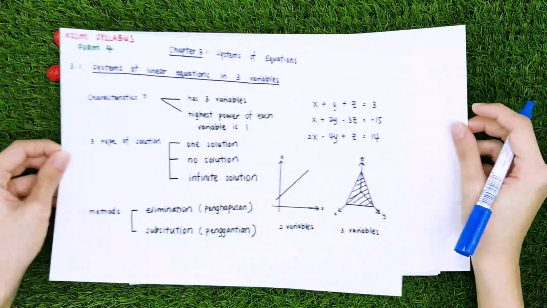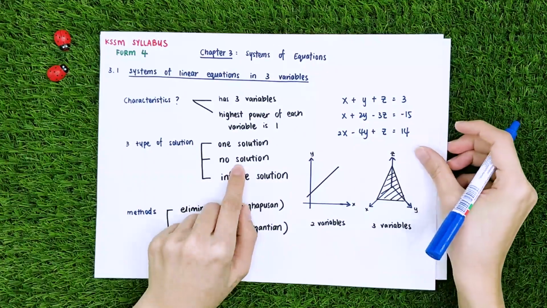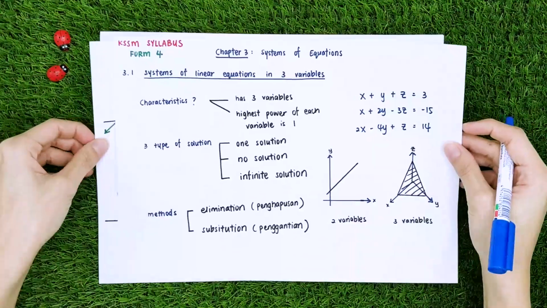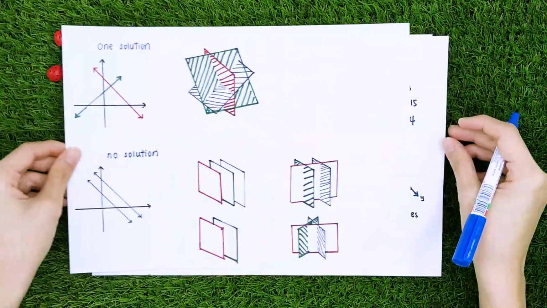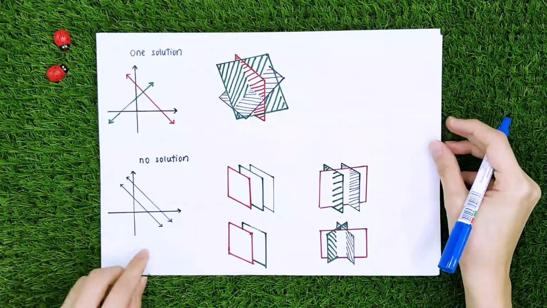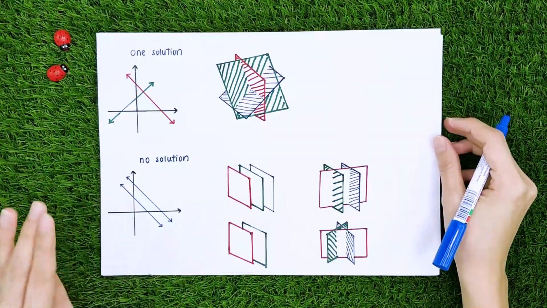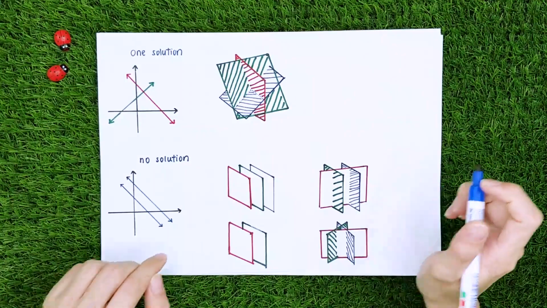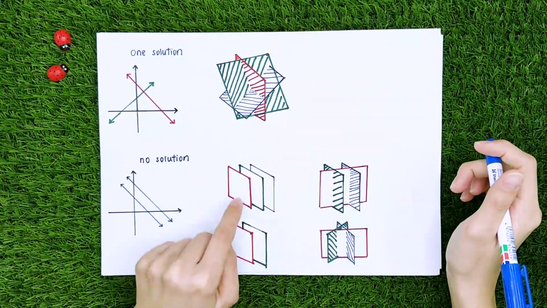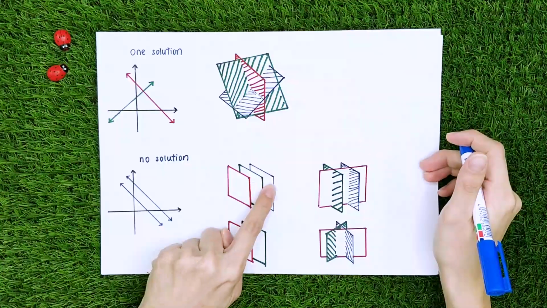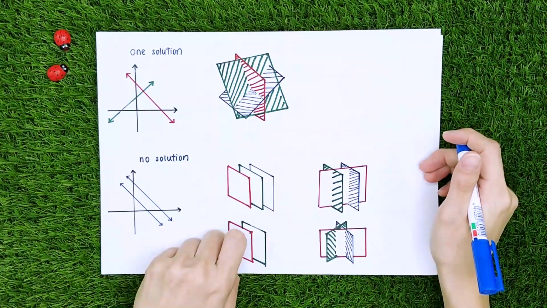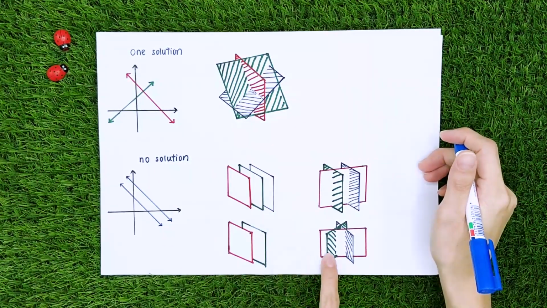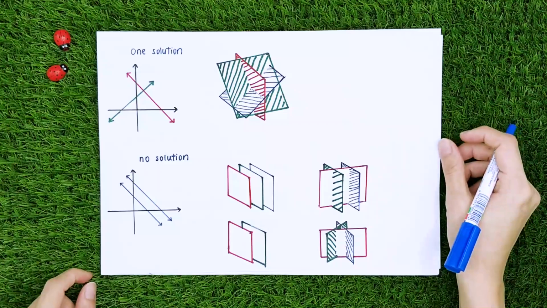The second one is no solution. What does no solution mean? No solution in 2 variables means these 2 lines totally don't meet. When it comes to 3 variables, you can see that the 3 planes don't meet each other. Here is also an example of no solution.